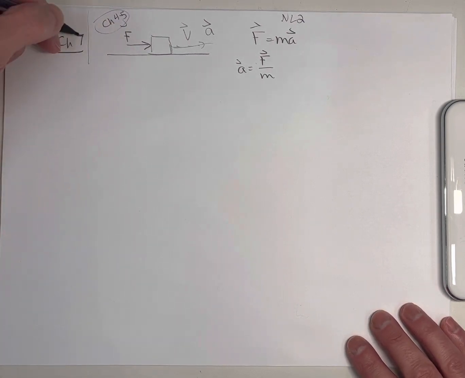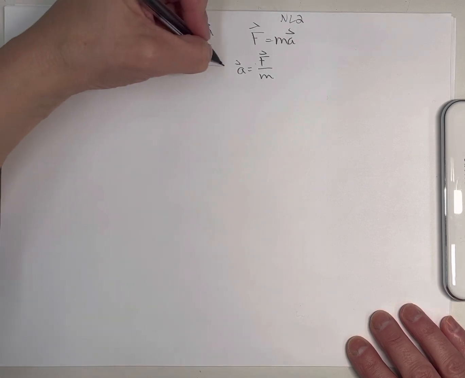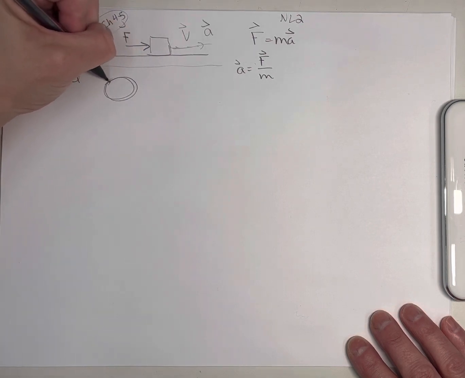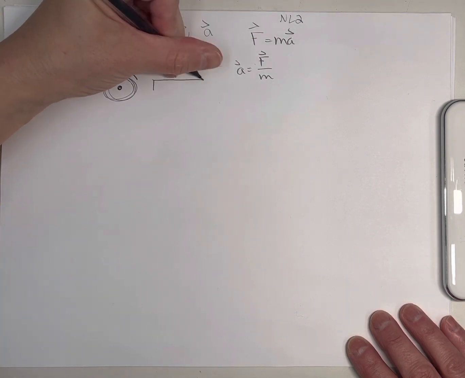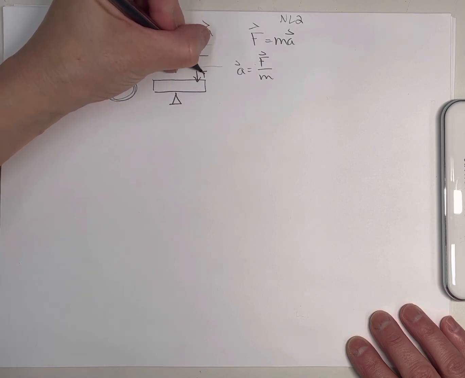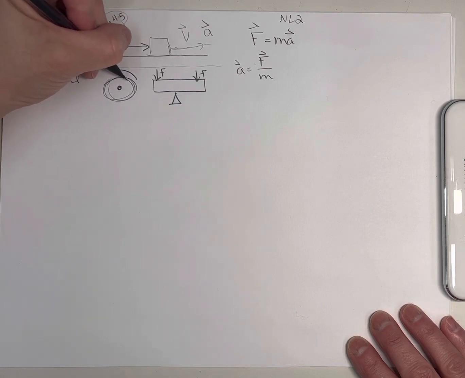But when we get to chapter 7, we're talking about angular motion or rotational motion. So how does this fit in with this whole Newton's second law phenomenon? Instead of having it slide, it's going to rotate about some kind of center. Maybe I have a seesaw type object, and there's maybe a force here and a force here that's going to cause that. But what would cause this to rotate?